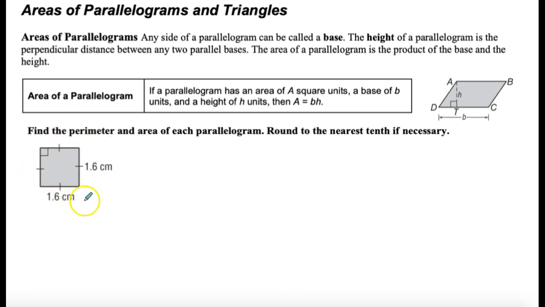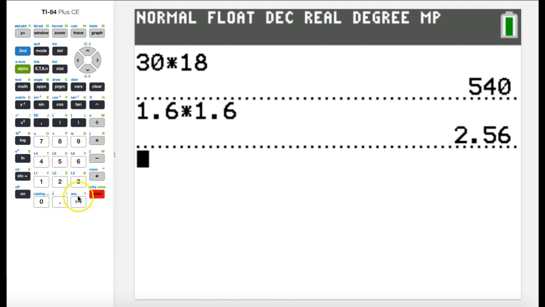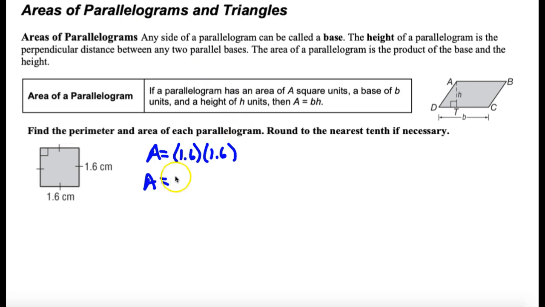Now remember, squares and rectangles are also types of parallelograms. So this area equals base times height is the same for a square or a rectangle. So here, if I want the area, well, the base and the height are the same. So the area is going to be 1.6 times 1.6. That gets me 2.56, and that'll be square centimeters.